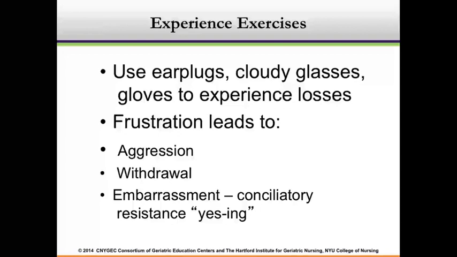And they withdraw. And the third one is embarrassment, also called conciliatory resistance, where patients will yes you to death. They are embarrassed to tell you that they don't understand, and they don't want to be disrespectful, and they don't want to disagree with you. So they will go, yes, yes, yes, I understand, and they have no clue as to what's going on.